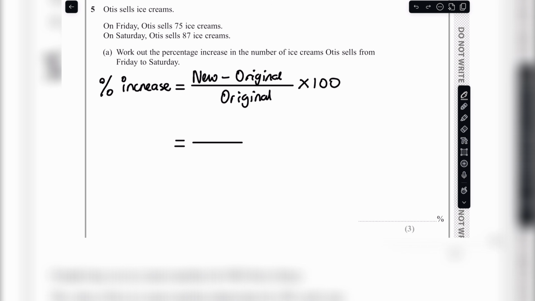So using this equation for the percentage increase, we can simply state that 87 minus 75 divided by 75 multiplied by 100 will represent the percentage increase in the number of ice creams Otis sells from Friday to Saturday.